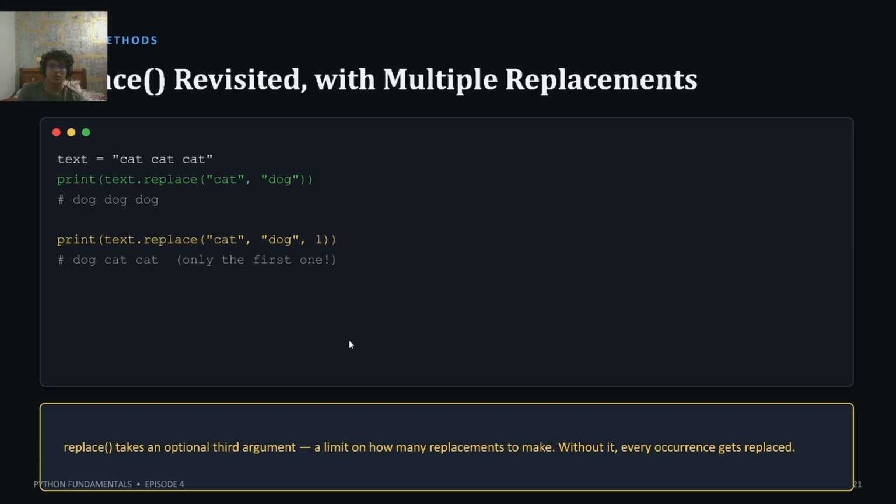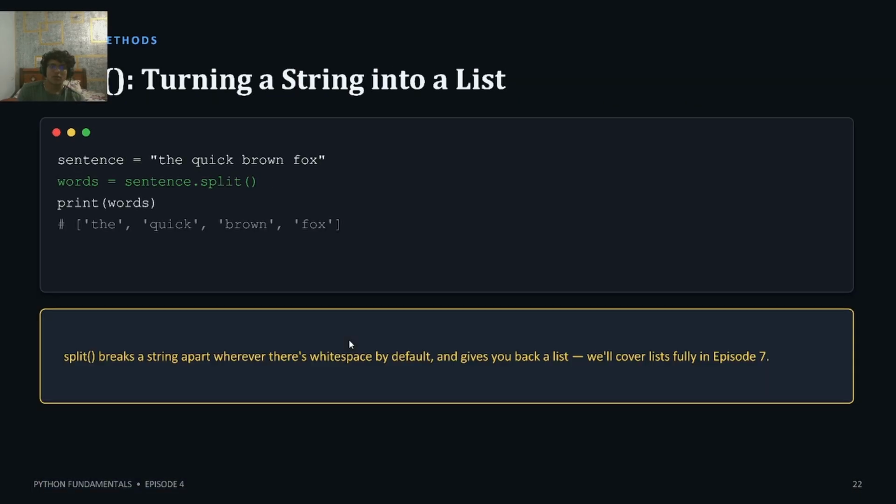Now let's move on to the next one. Here we have split. With the help of split, we can turn a string into a list. The split breaks a string apart wherever there's a space. By default, wherever there is any space, it will break the string apart and give us back a list. We'll cover this fully after some episodes. Let's check this out with an example.